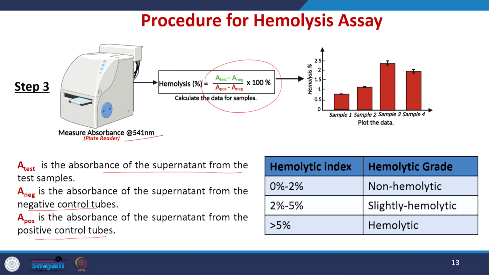Once you plot the hemolysis percentage, you get this kind of data. From this data we can understand whether the particular material is hemolytic or not. For example, if the hemolytic percentage is between 0 to 2%, it is non-hemolytic. If it is between 2 to 5%, it is slightly hemolytic. If it is more than 5%, the material is hemolytic. From this data, samples 1 and 2 are less than or equal to 1, which means samples 1 and 2 are non-hemolytic, and sample 3 is slightly above 2, which means it is slightly hemolytic.